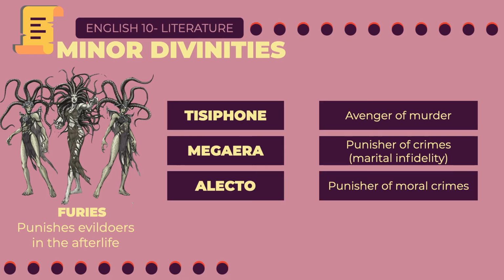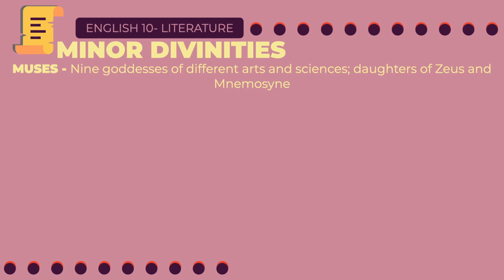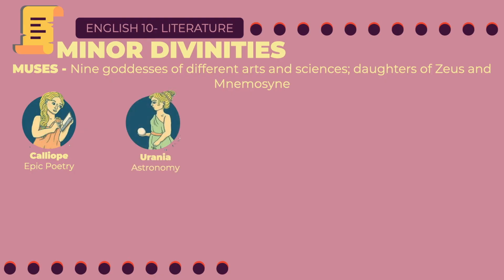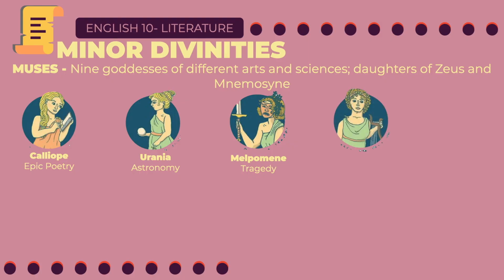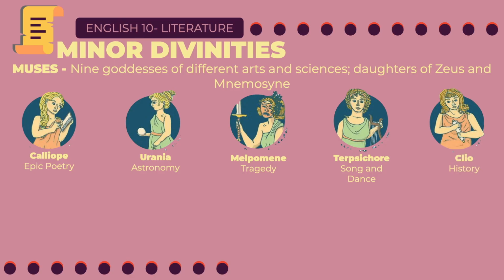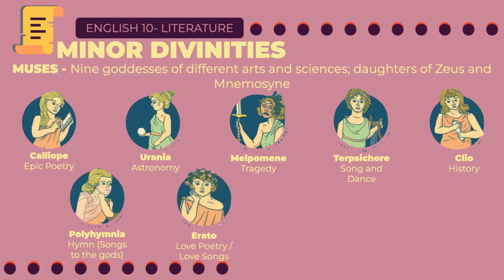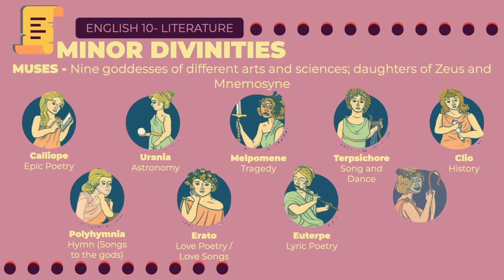Last on the list of the minor divinities are the Muses. They are 9 goddesses of different arts and sciences who are all daughters of Zeus and Mnemosyne. Calliope, the muse of epic poetry. Urania, the muse of astronomy. Melpomene, the muse of tragedy. Terpsichore, the muse of song and dance. Clio, the muse of history. Polyhymnia, the muse of hymns or songs to the gods. Erato, the muse of love poetry or love songs. Euterpe, the muse of lyric poetry. And Thalia, the muse of comedy.